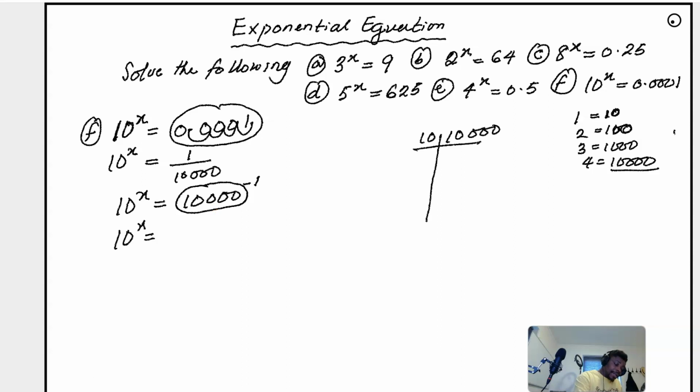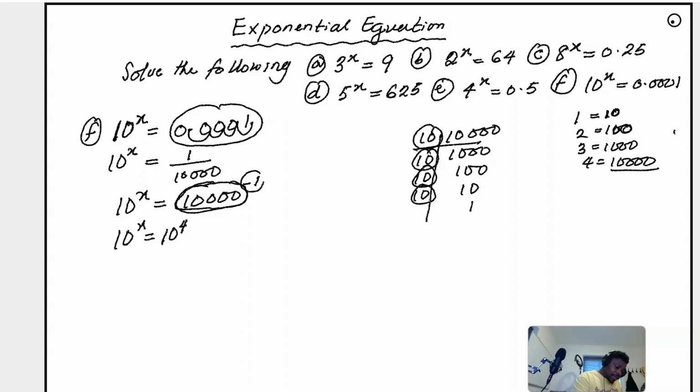10 will be 1,000. 10 will be 100. 10 will be 10. 10 will be 1. So 10 will multiply itself 4 times to get 10,000. So that is 10 raised to 4. That is this 10,000 here.